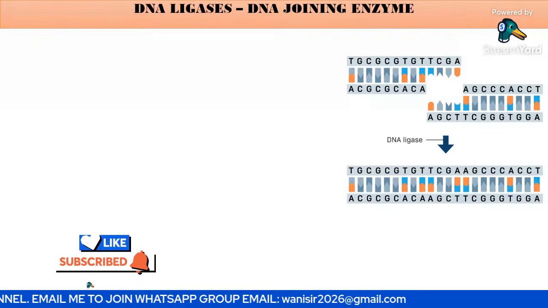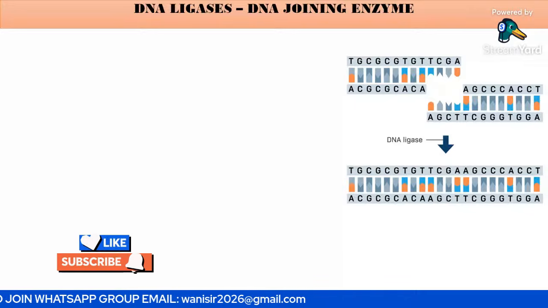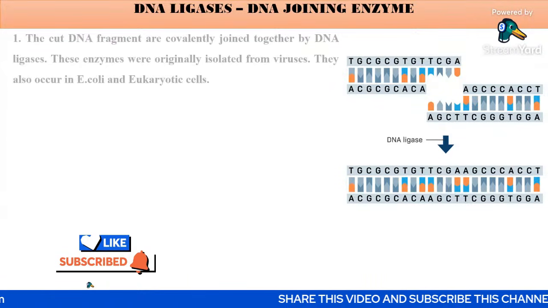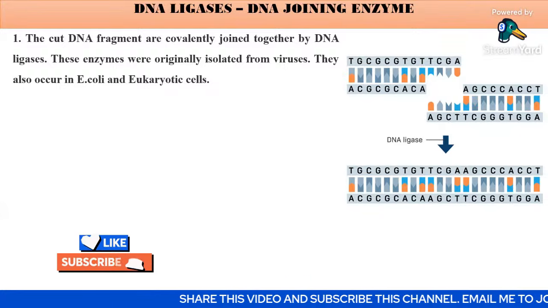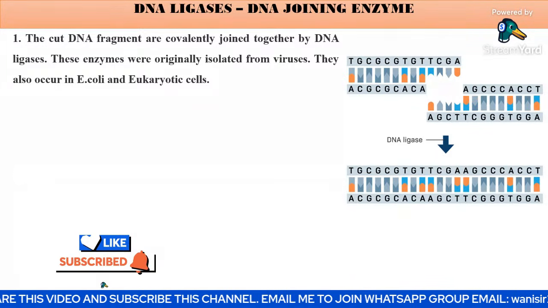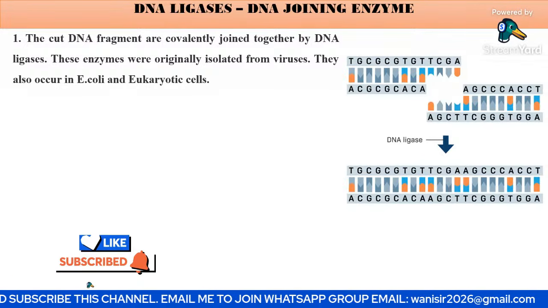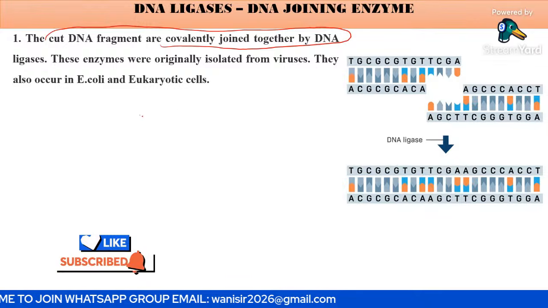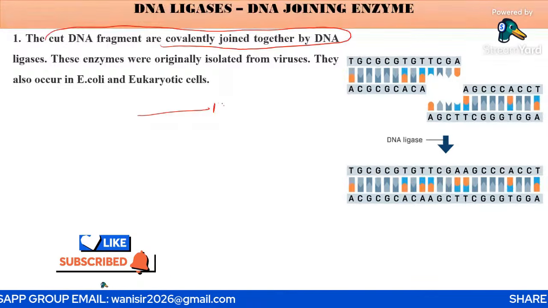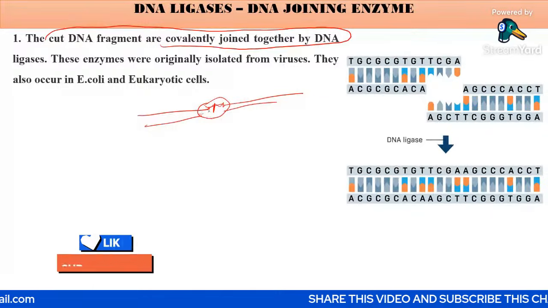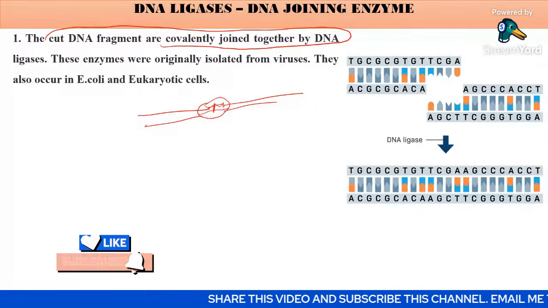Now another point is, when this cut is made, another enzyme is used, called the DNA ligase enzyme. So what is the use of this DNA ligase enzyme? The cut DNA fragments are covalently joined together by DNA ligases. So its role is covalently joining the DNA cut ends. That means if the DNA is cut at any point, this ligase enzyme joins them.